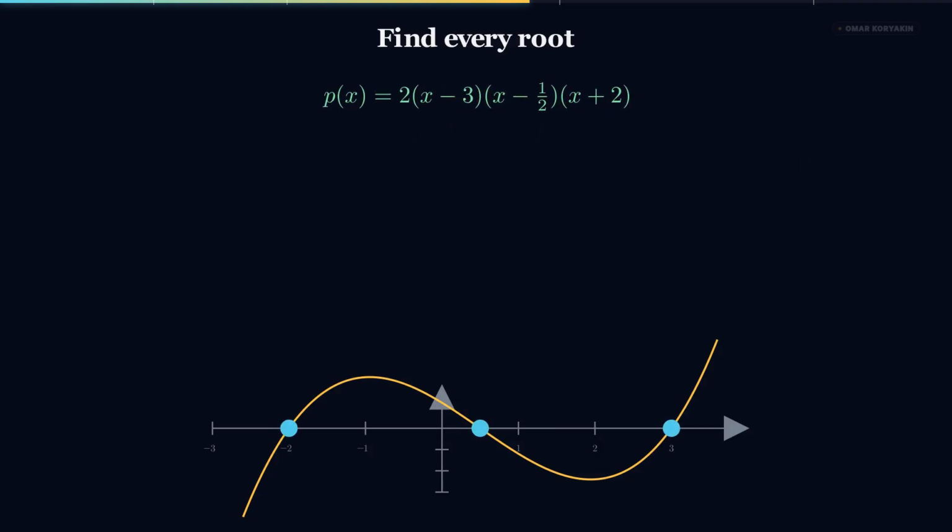Putting everything together, p of x equals 2 times (x minus 3) times (x minus 1/2) times (x plus 2). The leading 2 stays out front because that is what the original polynomial started with. 3 roots found, fundamental theorem satisfied, and the cubic is fully factored.